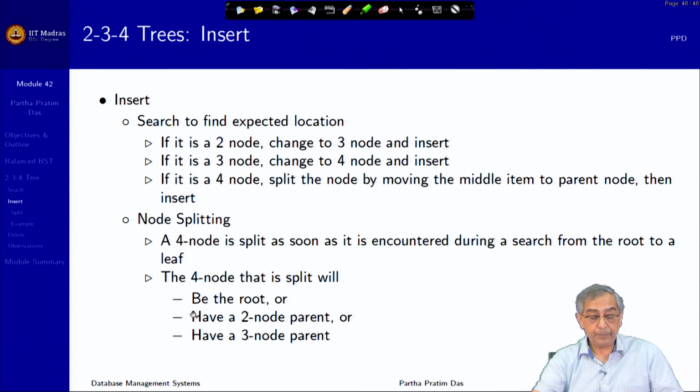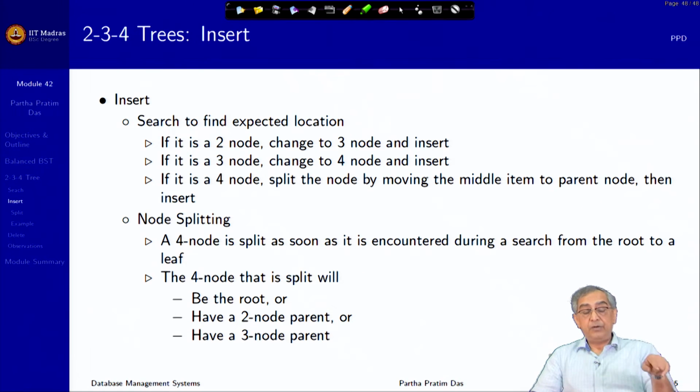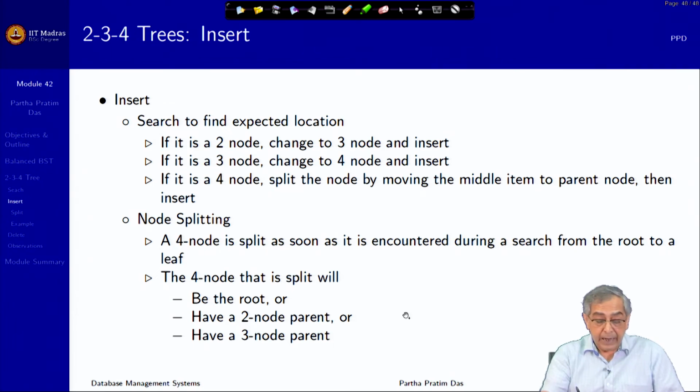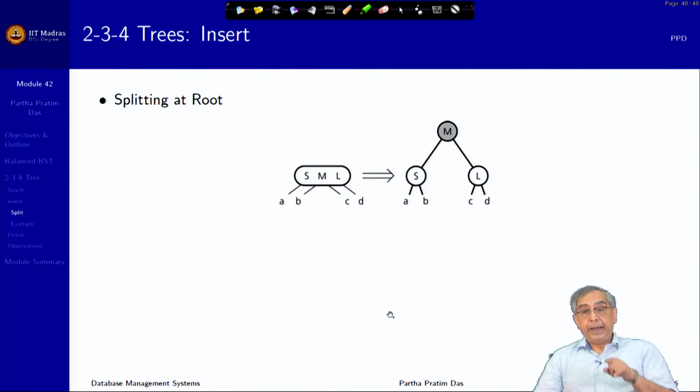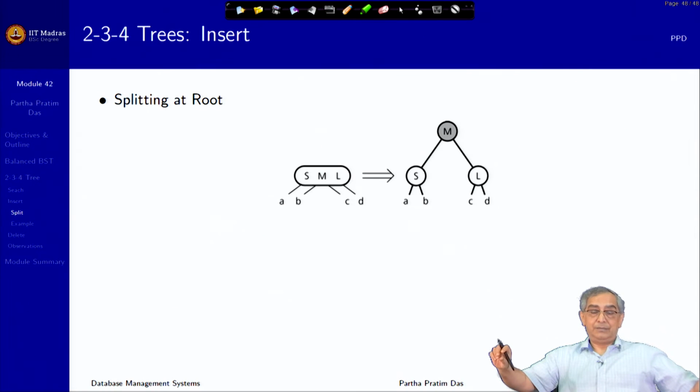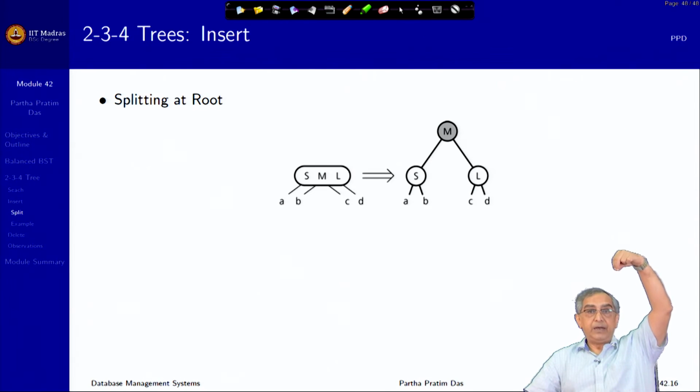So, with this insert, what we have guaranteed is that a 2 node changing to a 3 node, height did not change; a 3 node changing to a 4 node, height did not change; a 4 node changed through splitting, and in that splitting, if it becomes a root, then the height changes, but the height changes for all the leaf nodes, because you are changing the height by 1 at the root.